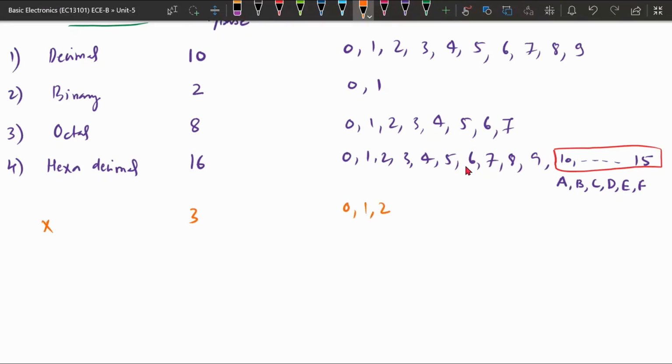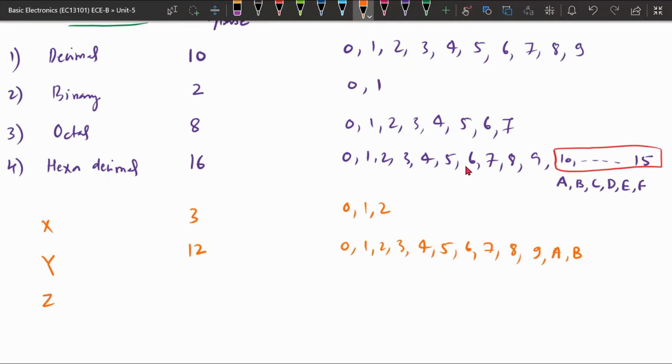Similarly, take any other number system, say Y, having base 12. So 12 is the base. In that case, the possible digits range from 0 to 12 minus 1, that is 11. So that is 0, 1, 2, 3, 4, 5, 6, 7, 8, 9, 10, and 11. Here 10 is represented by A, and 11 by B.